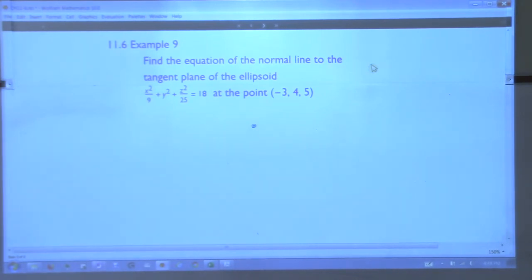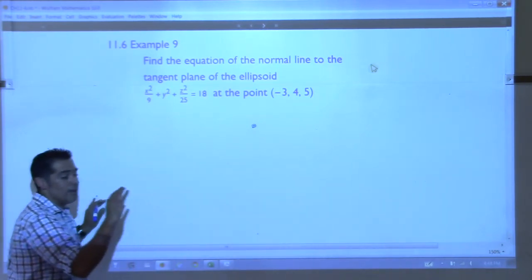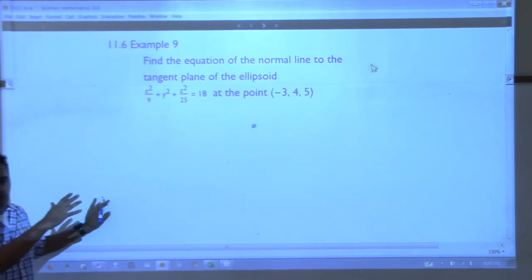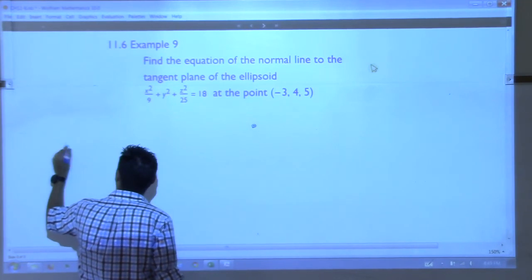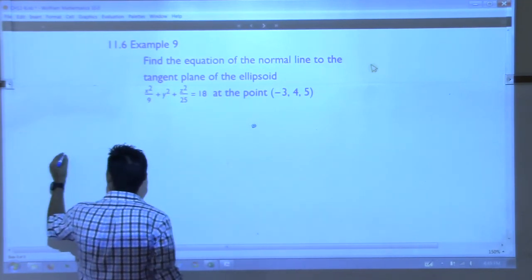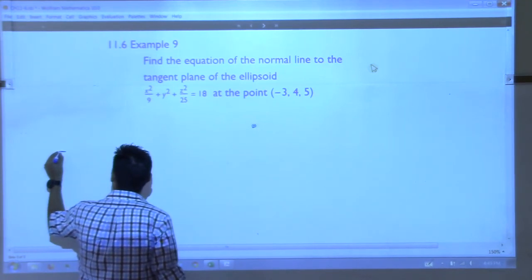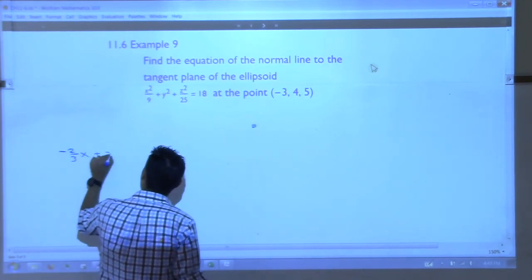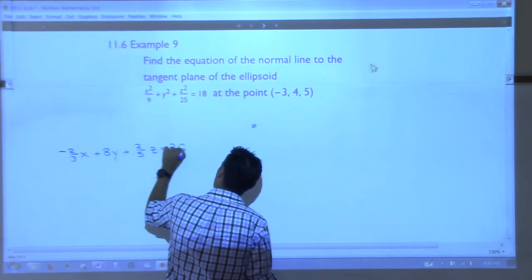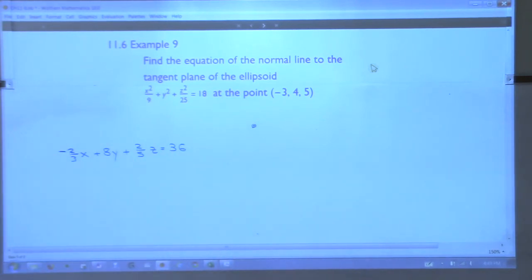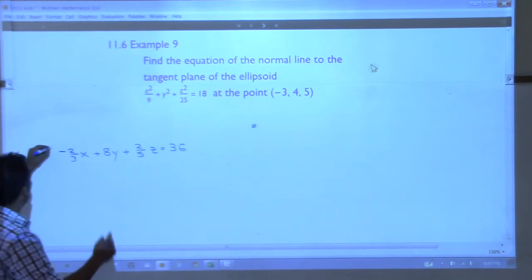Can't trust it. All right, so let's first do the equation of the plane. That was the bonus one. Did anyone have a question on how to do that? I only had a few people come up and show me. So what was the equation of the plane? Not this one, the previous one. Negative 2/3 x plus 8y plus 2/5 z equals 36. Okay, so that is the equation of the plane that is tangent to that ellipsoid at that point. Hopefully you can get that for the previous example.